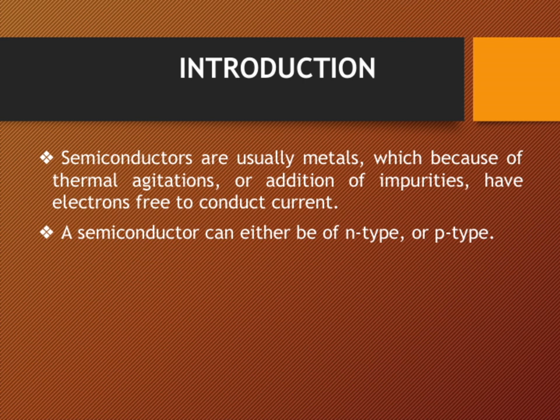Now, a key point to remember is that semiconductors can be classified as either N-type or P-type. This classification depends on the type of impurities added and how they alter the material's electrical properties. Understanding these two types is fundamental because they form the basis of how diodes, transistors, and many other electronic components function. So, in essence, the ability to manipulate and control the conductivity of semiconductors through doping is what makes them so versatile and vital in the tech world.